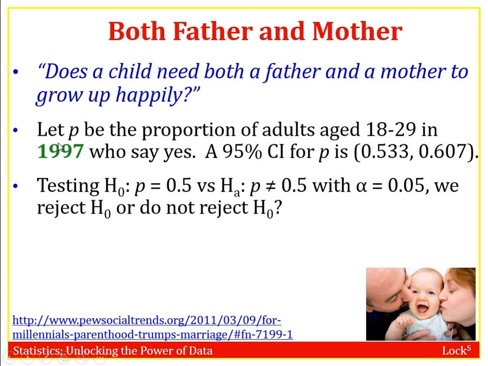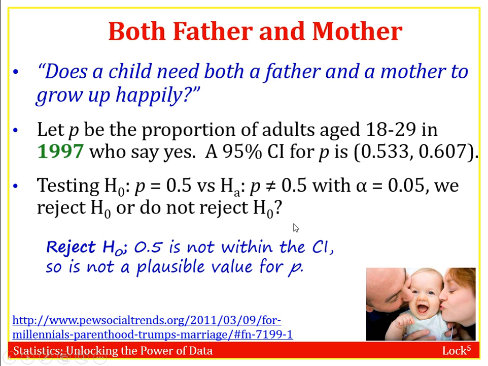However, back in 97, the confidence interval that we had was 0.533 to 0.607. Now, 0.5 is not within that interval. It's not within the plausible range of values for that confidence interval. It's outside of it, so then you would reject your null hypothesis.